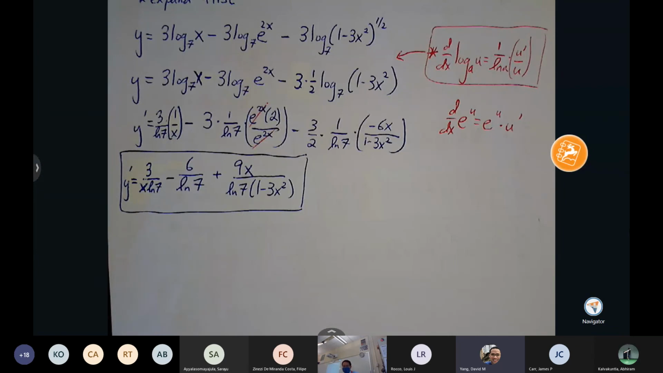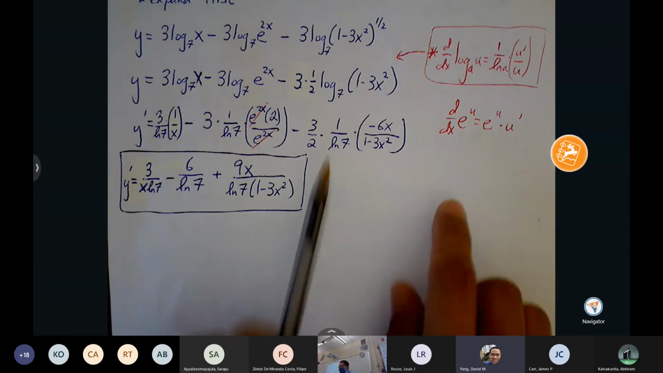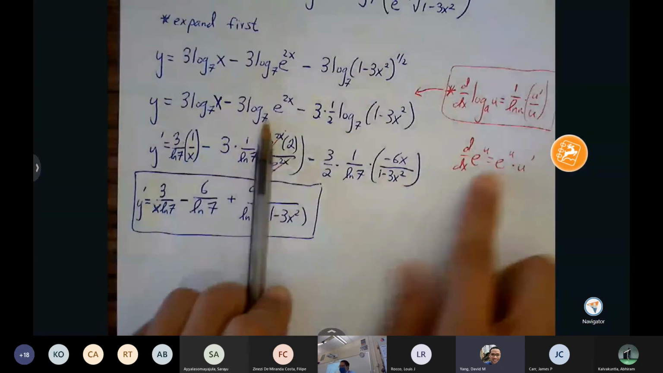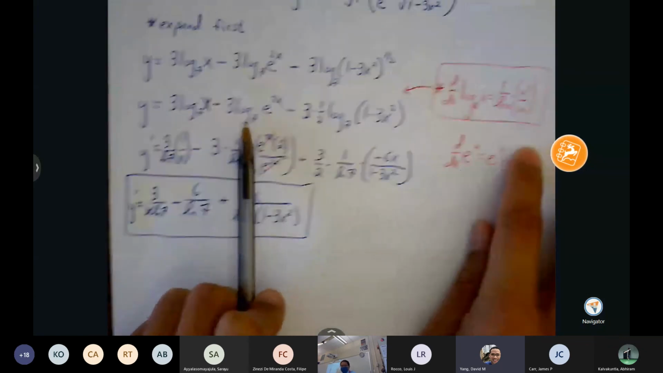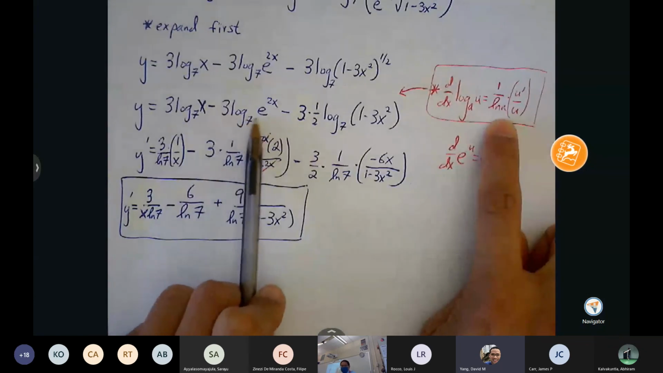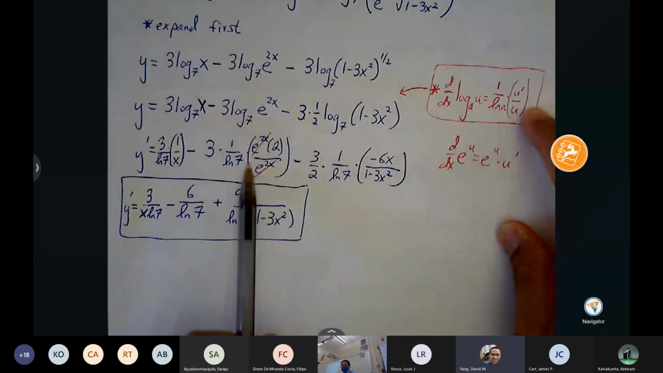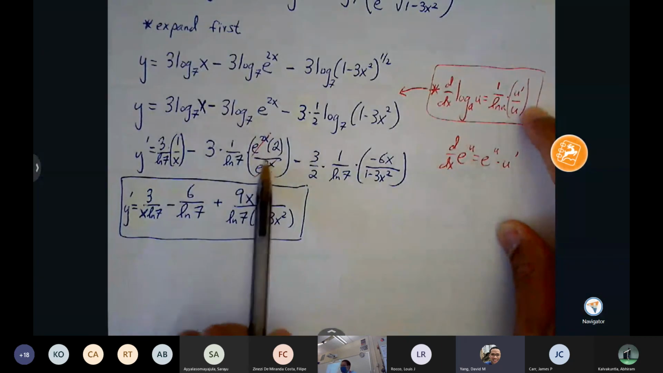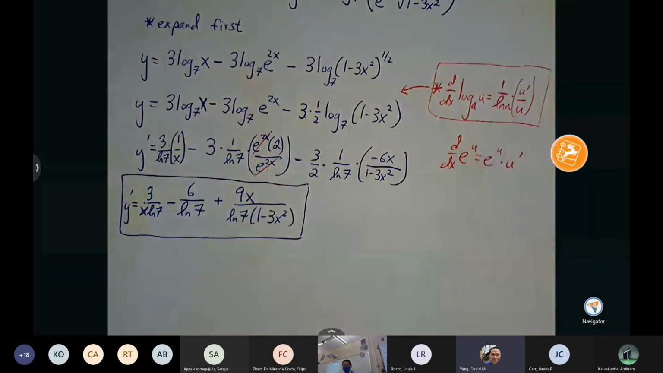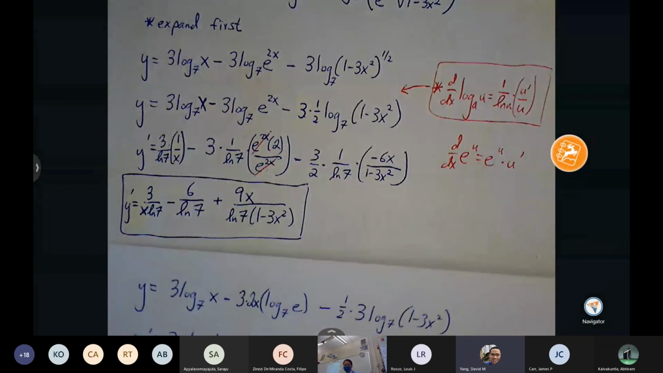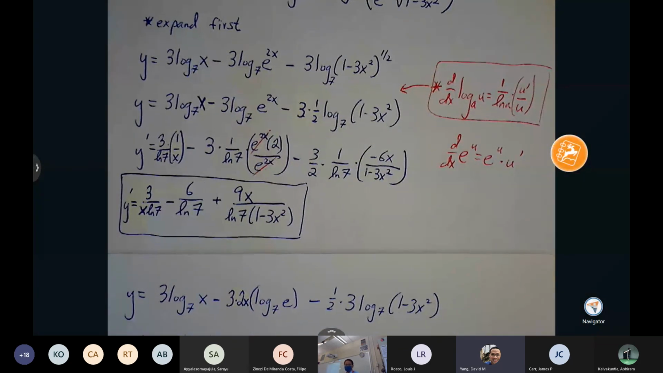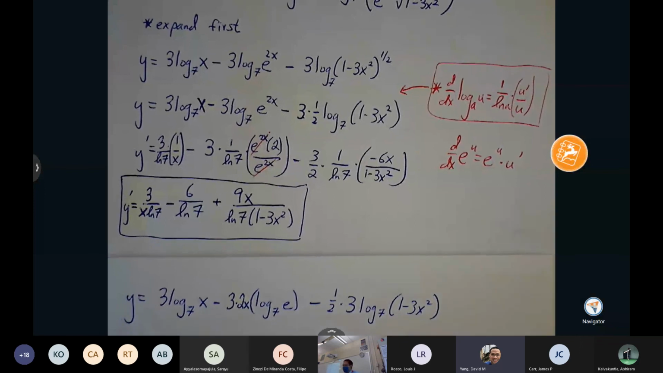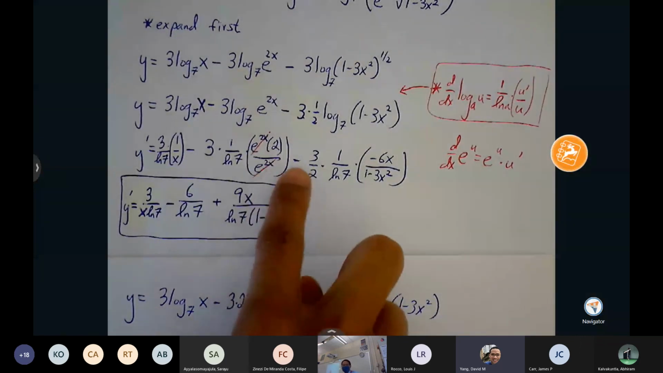Why did you divide by e to the 2x? The reason is because I'm inside a log expression, so I have to finish my rule. The rest of my rule is u prime over u. So I have that u prime over u here. Okay, any questions?